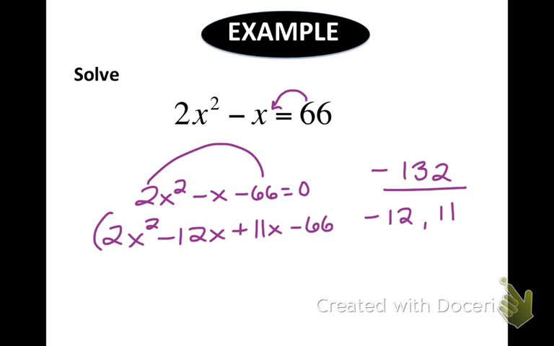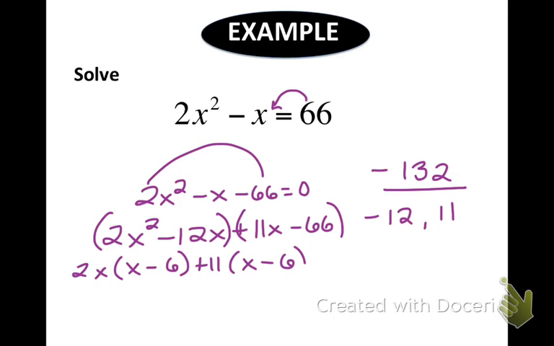Factor by grouping. Group the first two together. GCF of the first two. 2x. Then I'm left with x minus 6. GCF of the last two. 11. So that gets me x minus 6. So what are my two factors? 2x plus 11, x minus 6. Good. 2x plus 11 and x minus 6.